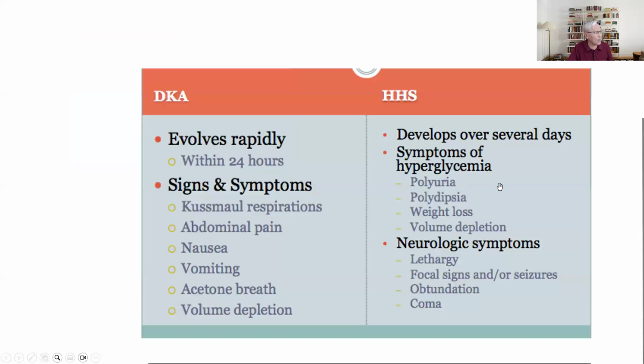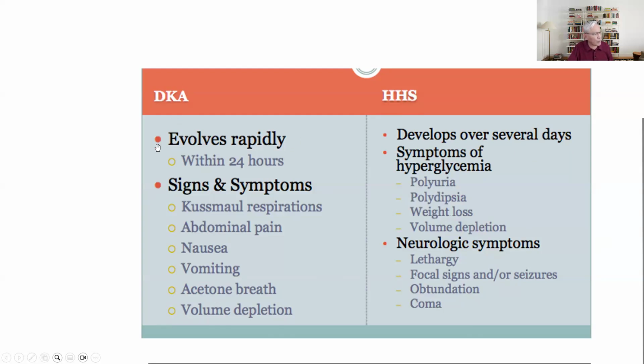All right, let's take a look at this one first. DKA actually occurs very rapidly, within 24 hours. The signs and symptoms include your Kussmaul's respirations, abdominal pain, nausea, vomiting, acetone breath, and signs and symptoms of dehydration. In HHS, it develops over several days, and the symptoms are going to be polyuria, polydipsia, weight loss, and volume depletion, plus neurological symptoms. Okay, so that's easy to remember.